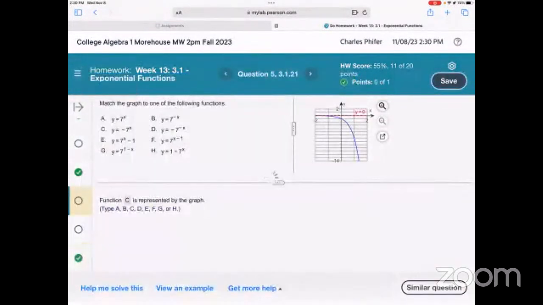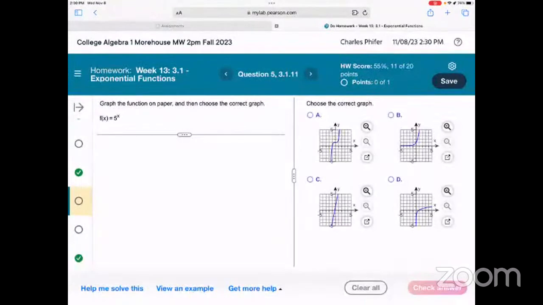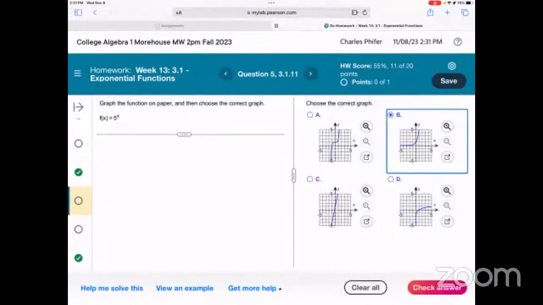Graph the function on paper, then choose the correct graph. This is just an exponential function. The only one that's exponential, for instance, A looks like a cubic function. B is an exponential, so that's a strong candidate. C is linear, and D is logarithmic. So the only one that behaves exponentially is B, so I'm going to go with B.